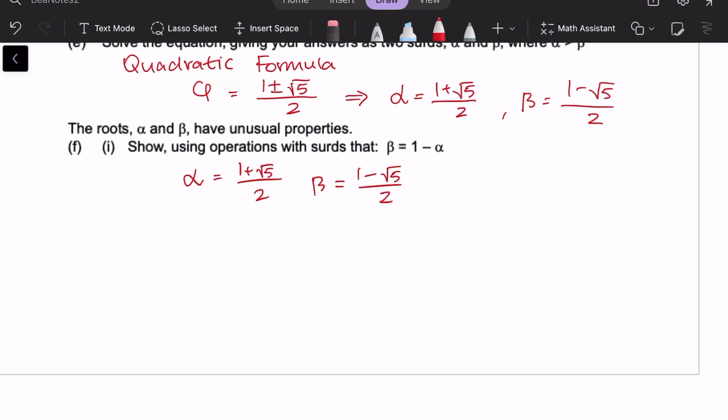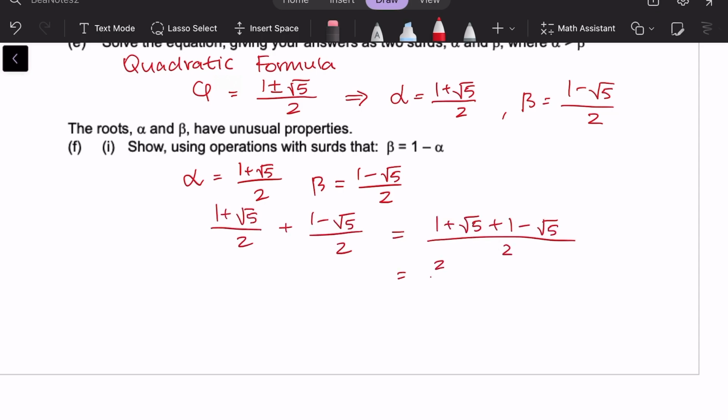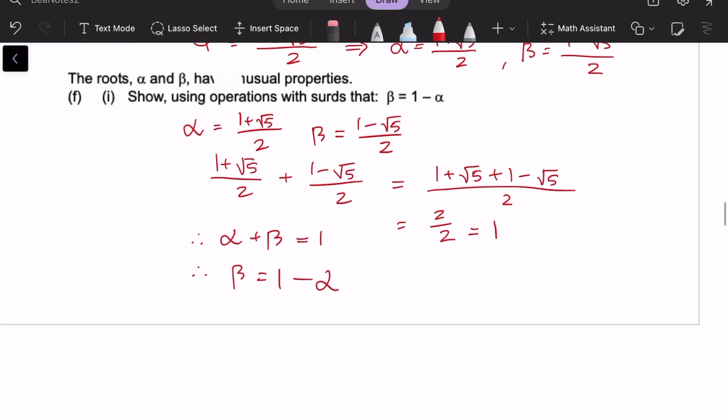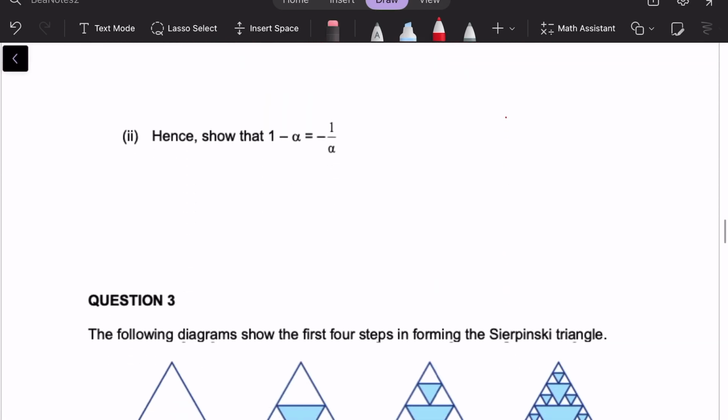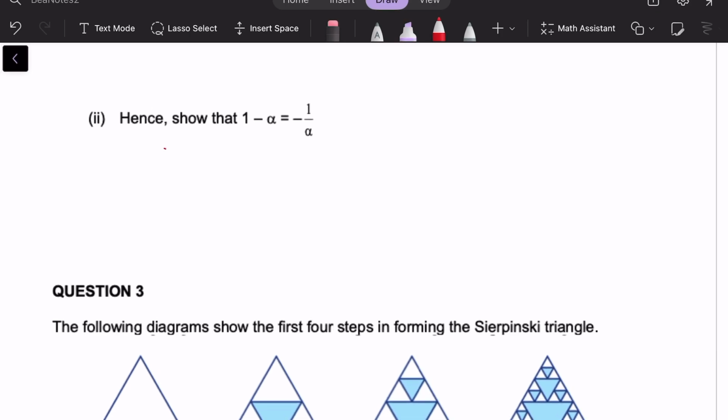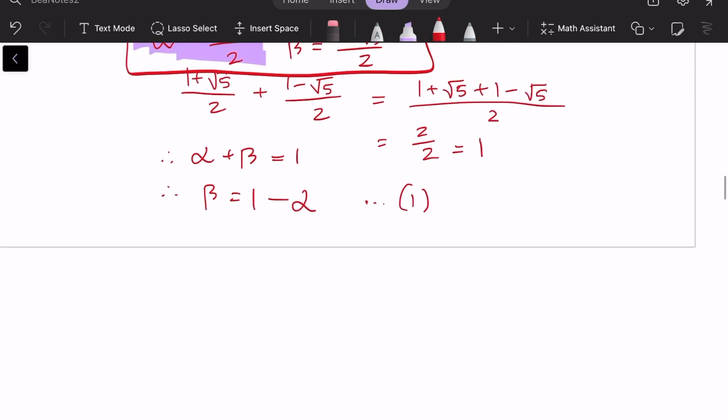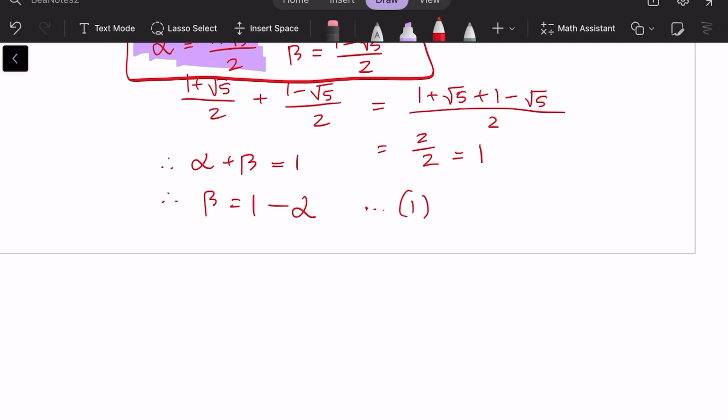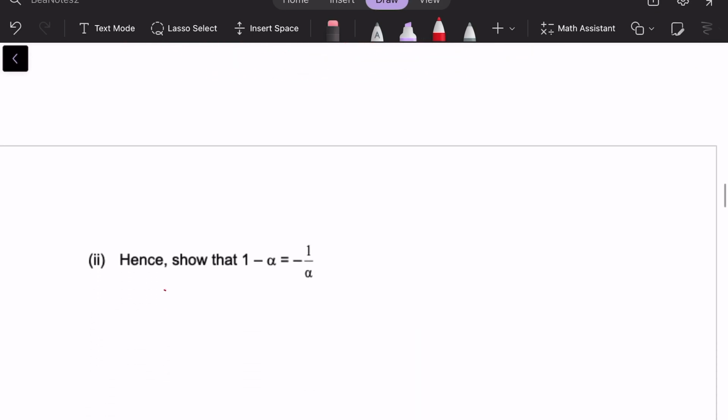And when we add them together, which is equal to 1. So therefore we can conclude that alpha plus beta equals 1, and therefore beta equals 1 minus alpha. Okay, hopefully that made sense. Hence show that 1 minus alpha equals negative 1 on alpha. From what we did up here, we proved that beta equals 1 minus alpha. Let's call that equation 1.